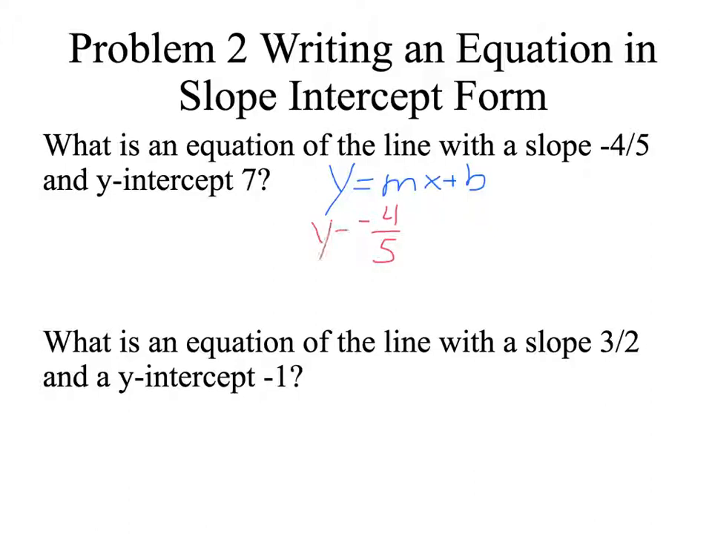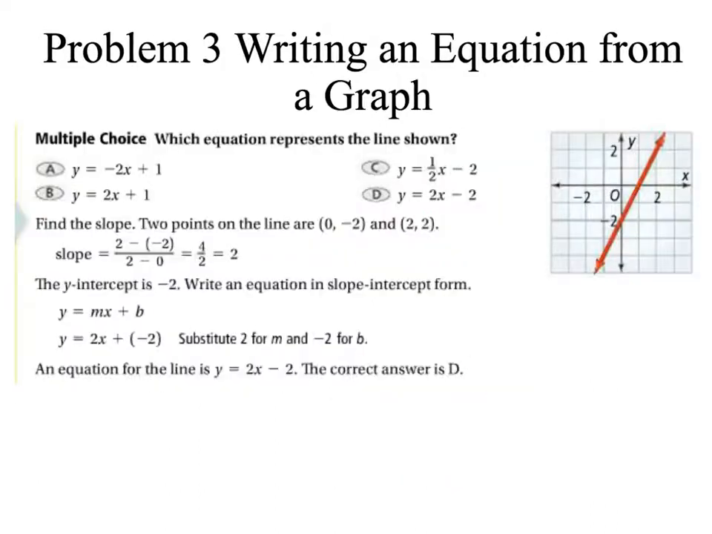So I'm going to have negative 4 over 5. So you always have y equals, and you always have this x. So I have negative 4 over 5 in for the slope, and then the y-intercept is 7, so I just write plus 7. And then the second one, what is an equation of a line with a slope of 3 over 2 and a y-intercept of negative 1? Here's my formula, y equals mx plus b. So I'm going to now have y equals, the slope is 3 over 2, so I'm going to put that in, x, and then the y-intercept is negative 1. So instead of writing plus and negative 1, I'm just going to write minus 1, and that'll represent that the y-intercept was negative 1.